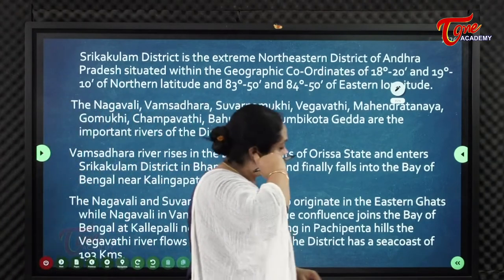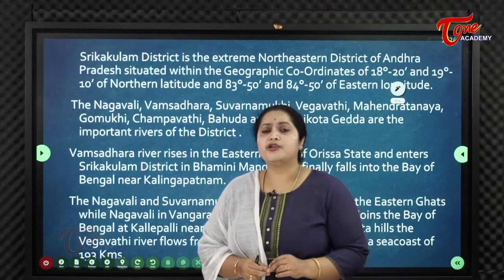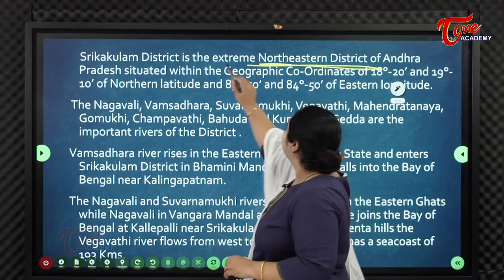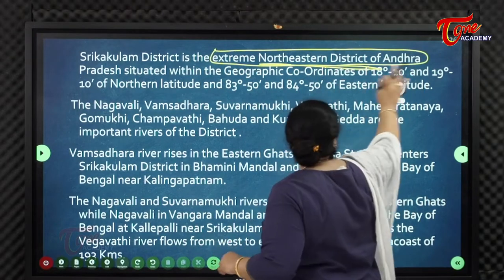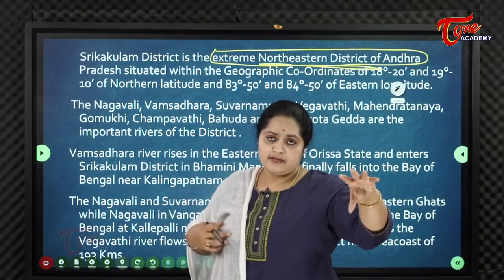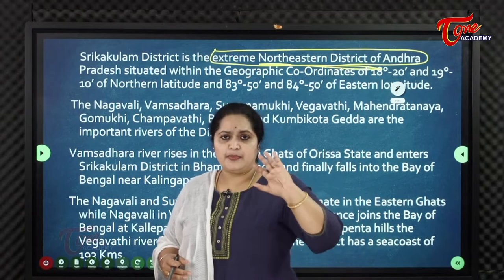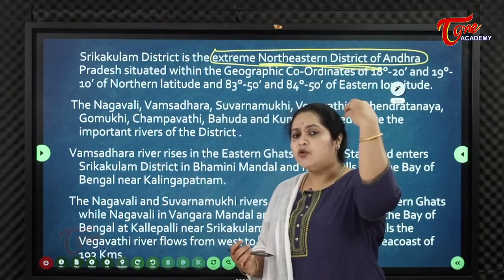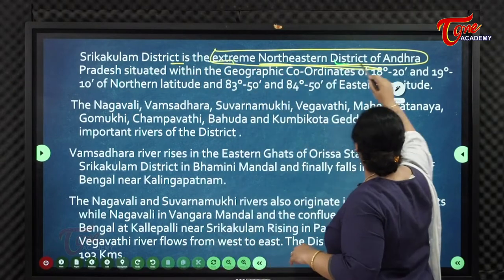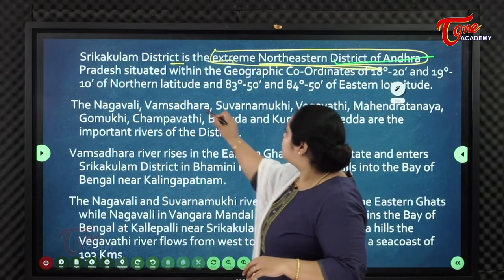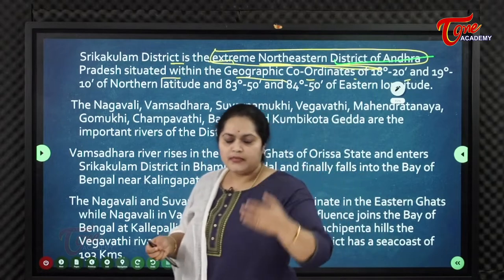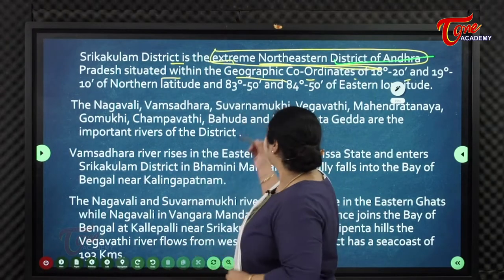Coming to the location of Srikakulam district, it is the extreme northeastern district of Andhra Pradesh. This is the state border of Andhra Pradesh. Which district is at the northernmost state border of Andhra Pradesh? Srikakulam district is the extreme northern district of Andhra Pradesh, situated within certain geographical coordinates, that is, latitudes and longitudes.